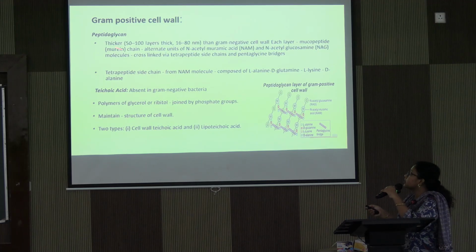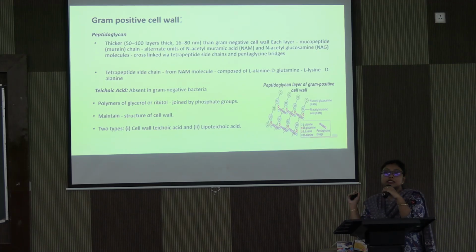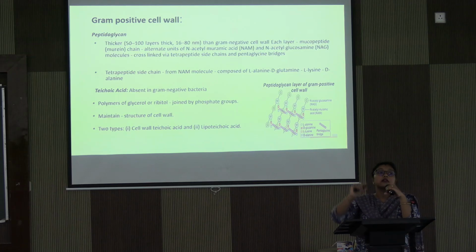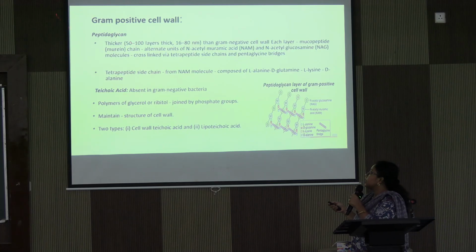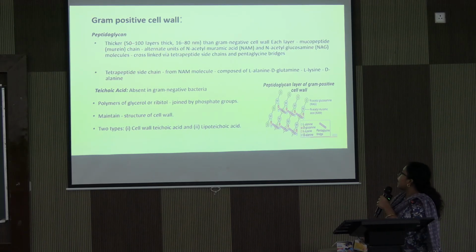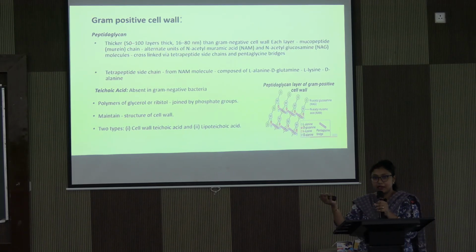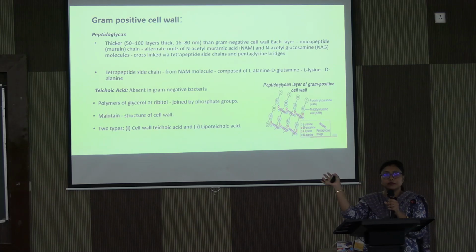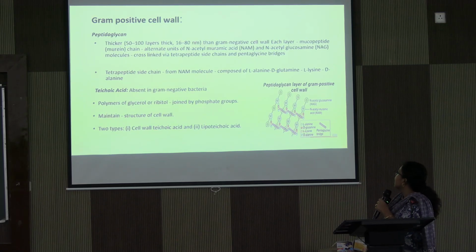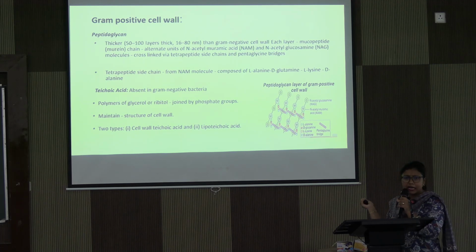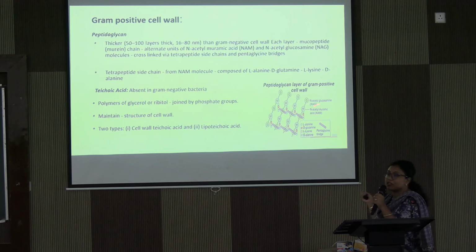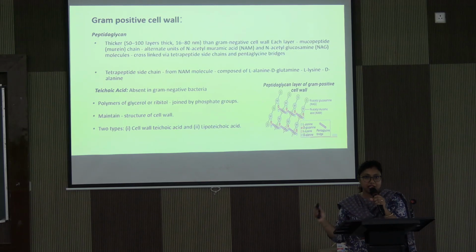Peptidoglycan is important because in the gram-positive cell wall, this plays a part in the gram-staining property of the bacterium. It is very thick, about 50 to 100 layers, compared to the gram-negative cell wall, which has 2 to 10 layers. And this is the composition of the peptidoglycan layer. If you can draw this picture, it will be very good.